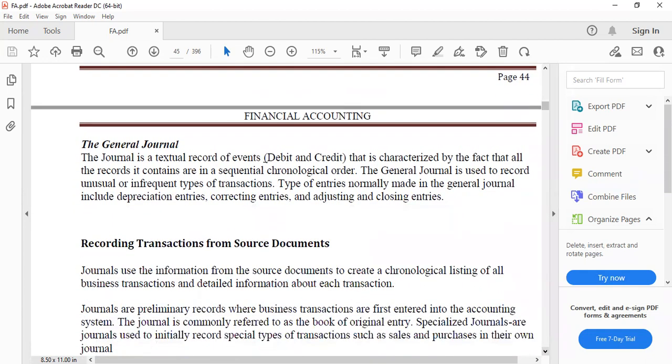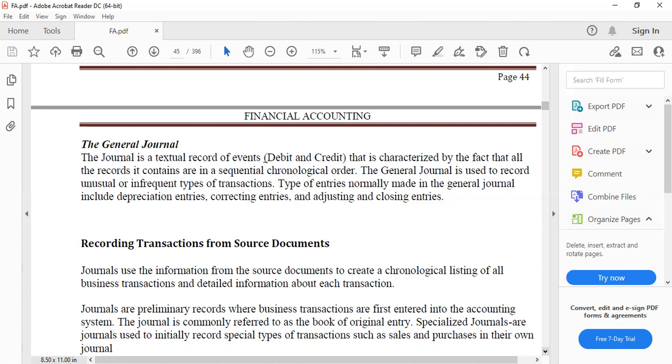And finally, we have the general journal. The journal is a textual record of events, debit and credit, that is characterized by the fact that all the records it contains are in sequential chronicle order. The general journal is used to record unusual or infrequent types of transactions. Types of entries normally made in the general journal include depreciation, correcting entries, adjusting and closing ledgers.